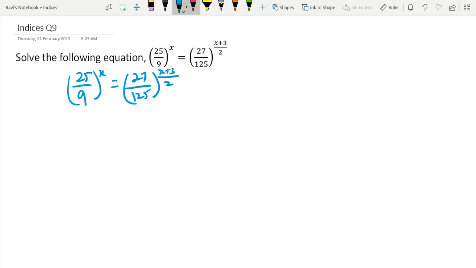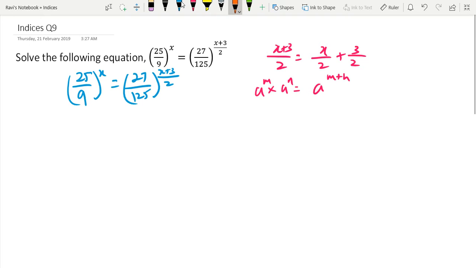On the right hand side, the power is x + 3/2, and I can break it up into x/2 + 3/2. If you recall your indices rule, a^m times a^n equals a^(m+n). So if the powers can be added together, effectively I can break it up into two separate terms. That is what I'm going to do in the next step.